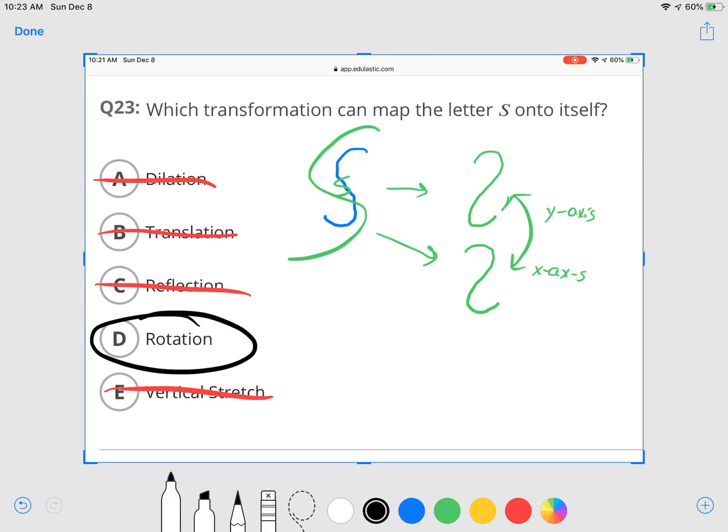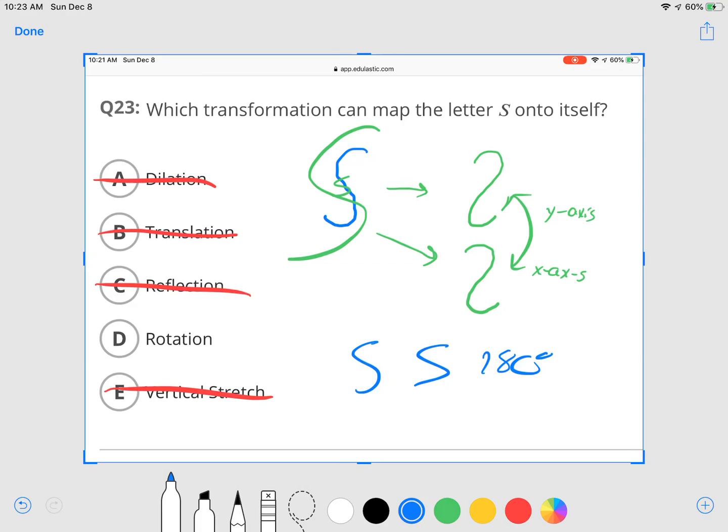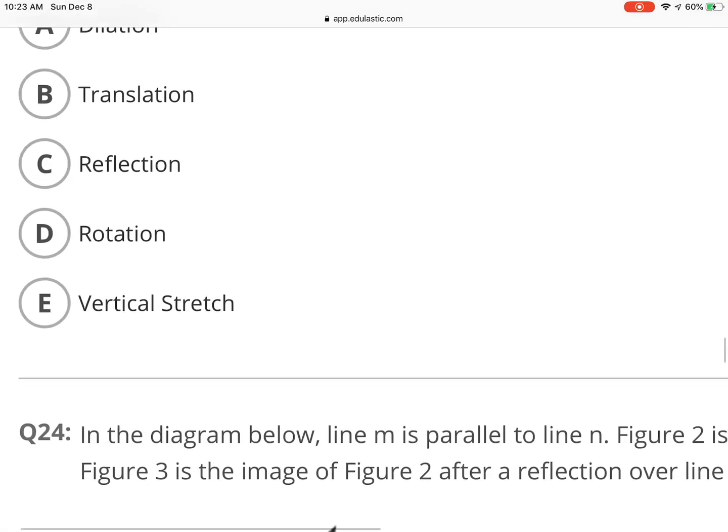And then the last option is rotation. So yeah, a rotation would work. If you take the letter S and rotate it 180 degrees, you could try it. Like if you're on your phone right now, or if you're on a tablet and you just turn it upside down, you'll see that the S looks the same way. It looks like that when you rotate 180 degrees. This is for rotating 180 degrees. Okay, so rotation works.